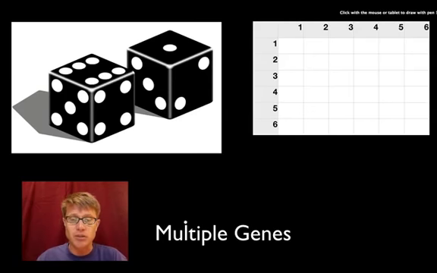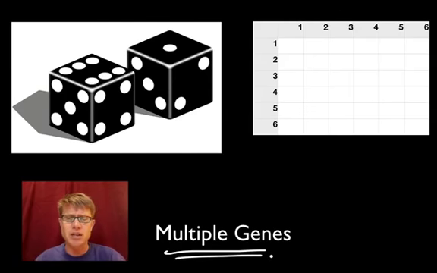Next, I want to talk about multiple genes, but I want to start with an example of multiple genes. If you've ever played Monopoly, what you'll find is that it's really rare to get double ones, snake eyes, or boxcars, double sixes, but you keep getting 7 all the time. And the reason why is that we could lay out the different dice on a Punnett square.